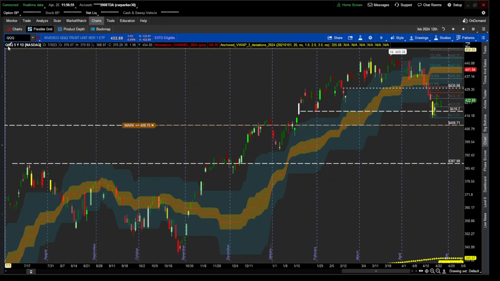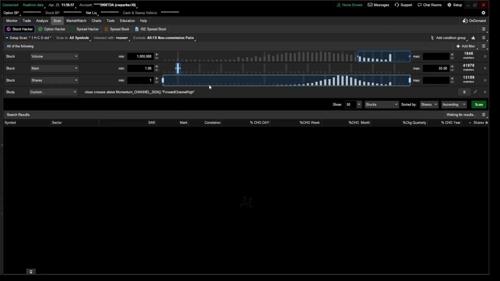One of the things I really like to do is just scan stocks for it. So the criteria that I have in right now is 1 million in volume. It has to be above $1, up to $50. I'm looking for a close crossing above the momentum channel high. So I'm going to scan for that.